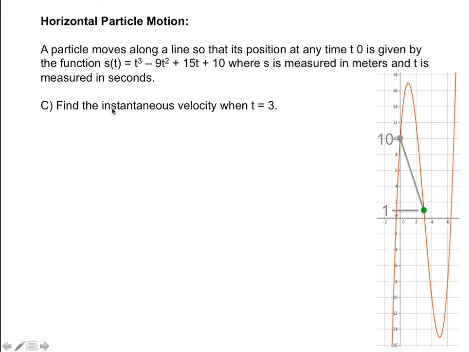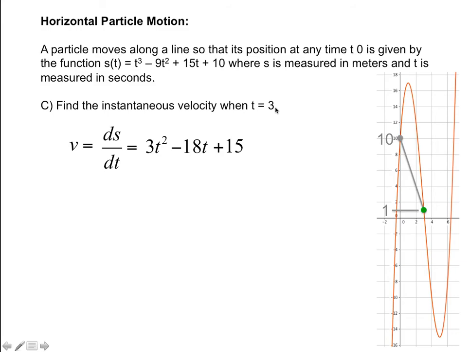For C, it says find the instantaneous velocity when t equals 3. So right here, I want to know the steepness of this curve. So I'm going to need the derivative. Let's take a look at this function and differentiate it. So this would be 3t squared minus 18t plus 15. So there is my velocity function.